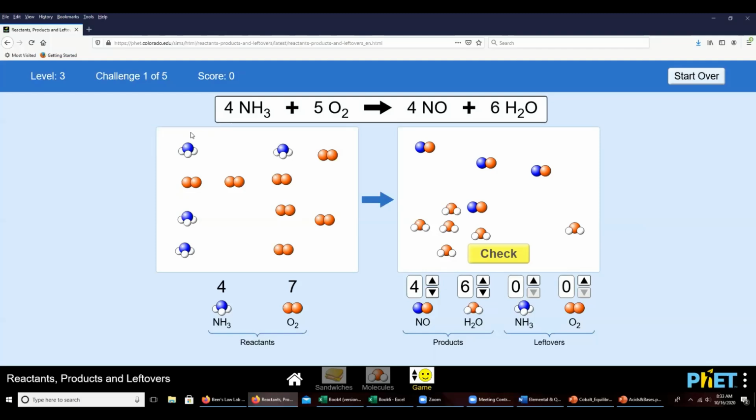At which point, all of the ammonia is used up. So there are 0 molecules of ammonia left over. The reaction also uses 5 molecules of oxygen, and there are a total of 7. This means that there will be 2 additional oxygen molecules left over.